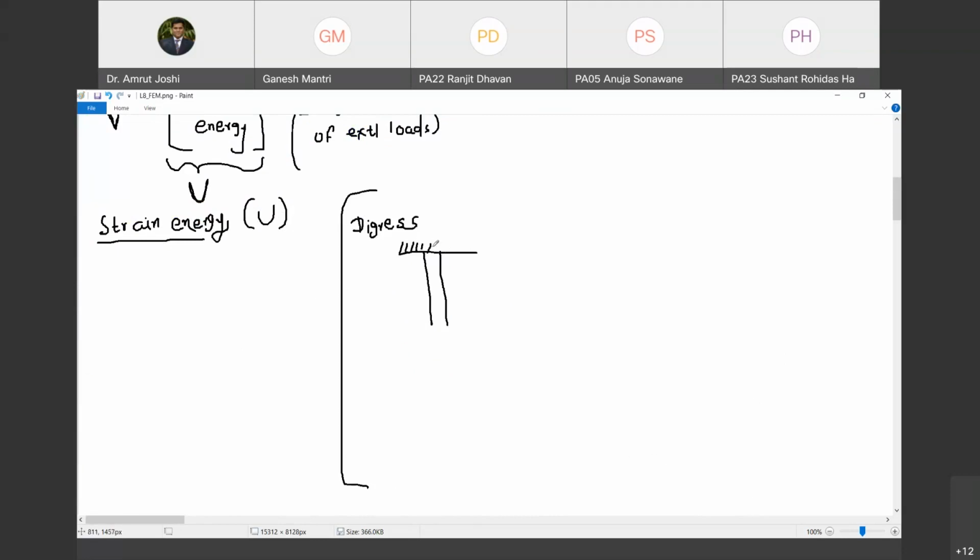Let us say a bar of length L made up of steel is hanging from the roof, and you apply a force equal to P gradually. This force is applied gradually. Do you agree with me? Yes, sir. Are you able to imagine this? Now, can you tell me what is the work done by this force on the body? PL upon AE, is that the work done, or what should I do?